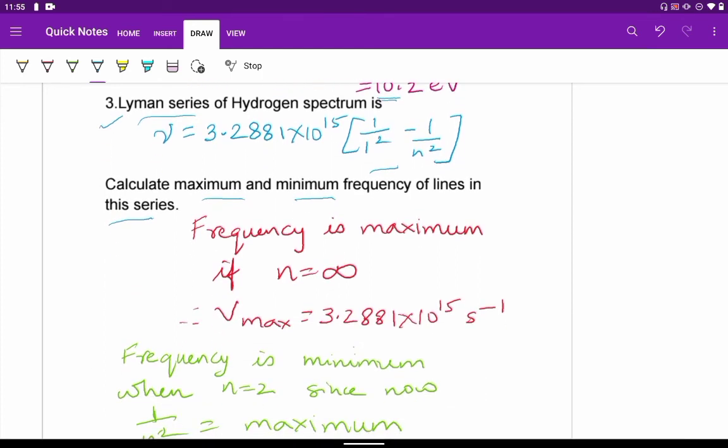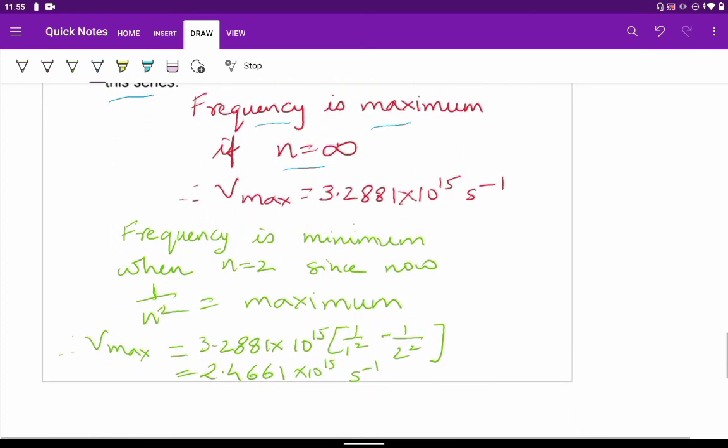Now in this, frequency will be maximum when n is infinity, because frequency will be maximum when delta E is maximum. So for that n should be infinity. If in place of n we put infinity, we get nu max as 3.2881 into 10 to the power 15, because only this will be left out.